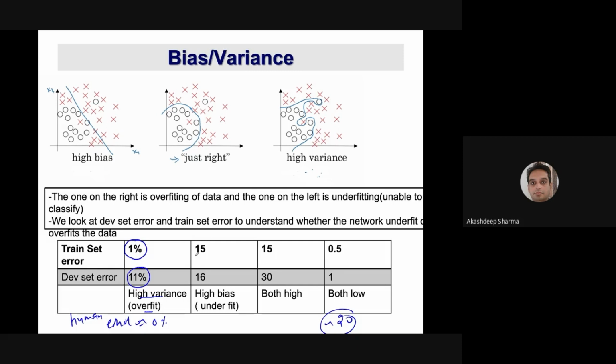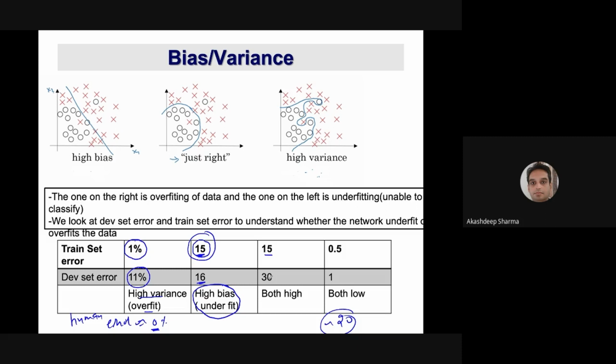Next is say 15% for training set error and 16% for dev set error. So training set error is quite high if you look at this 15%, and if I correlate it with the human error, it's quite high. So we say that it's a high bias problem and it's an underfit.